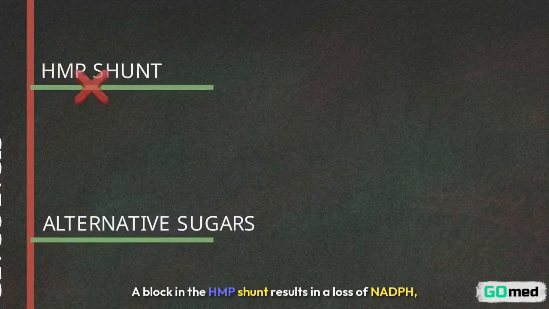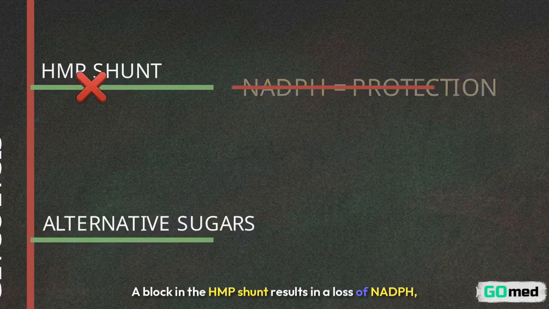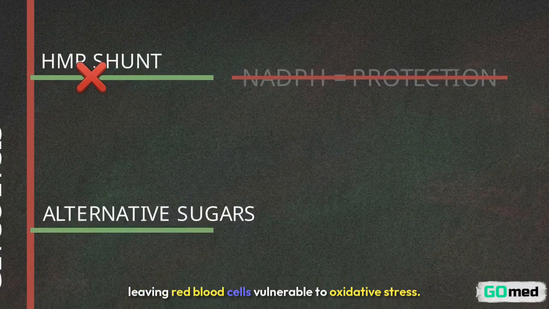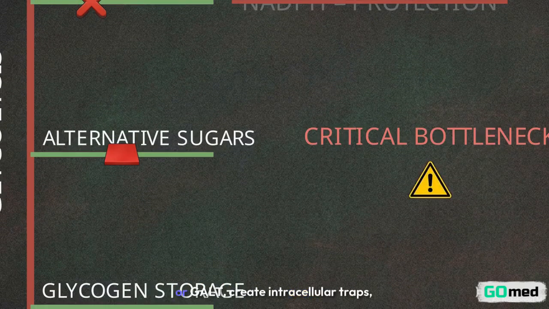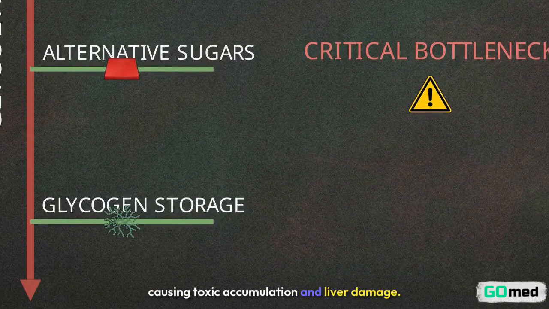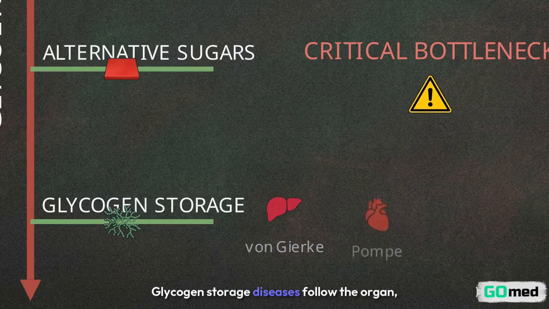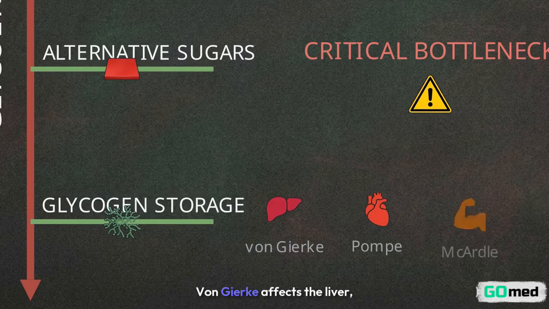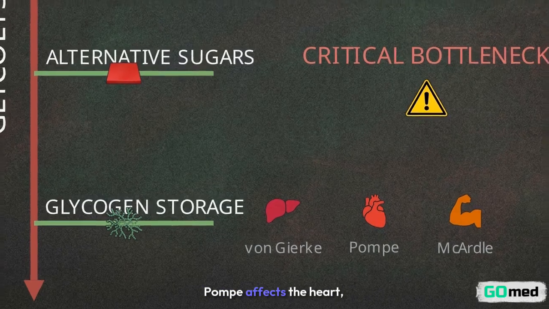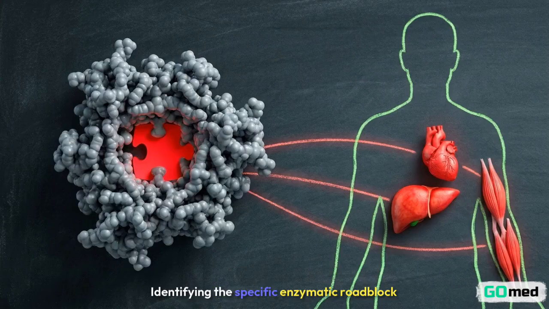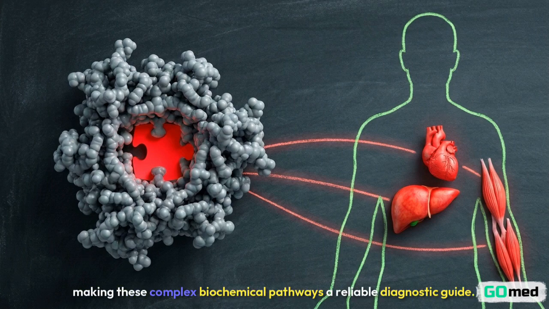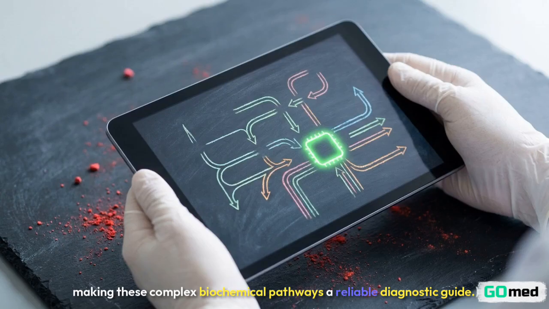A block in the HMP shunt results in a loss of NADPH, leaving red blood cells vulnerable to oxidative stress. Defects in aldolase B, or GALT, create intracellular traps, causing toxic accumulation and liver damage. Glycogen storage diseases follow the organ. Von Gierke affects the liver, Pompe affects the heart, and McArdle affects the skeletal muscles. Identifying the specific enzymatic roadblock clarifies the source of systemic failure, making these complex biochemical pathways a reliable diagnostic guide.